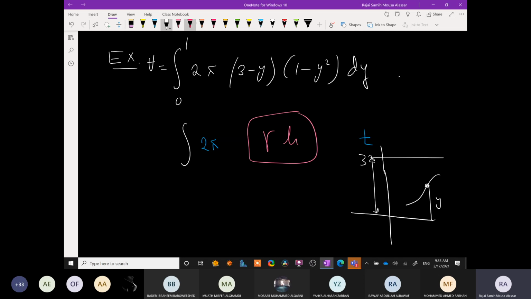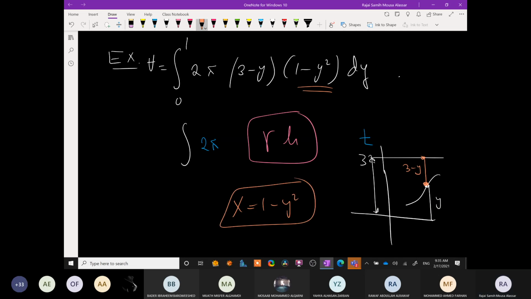So actually this distance is 3 minus y. Okay, so if this is the 3 minus y, then this is actually your function, which is what? Which is x equals 1 minus y squared. I'm dreaming. I could be wrong. I think, yes.